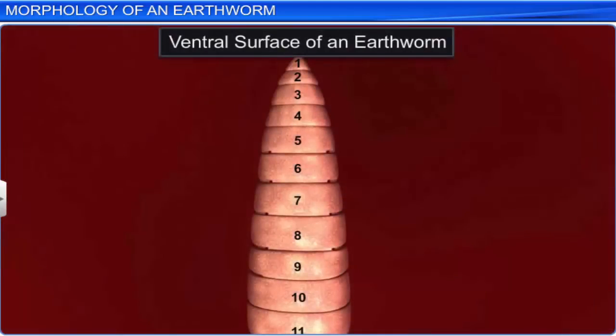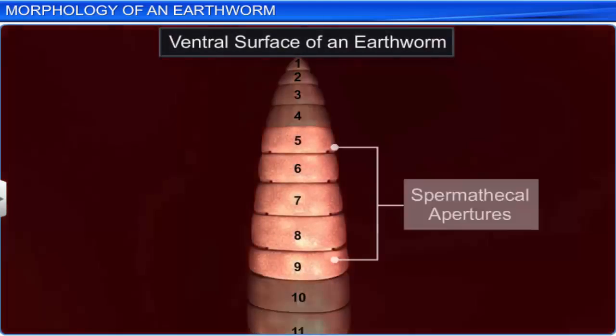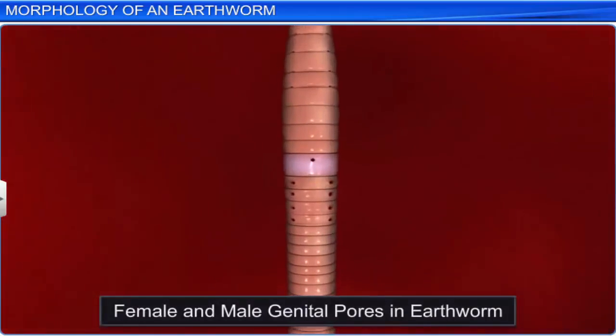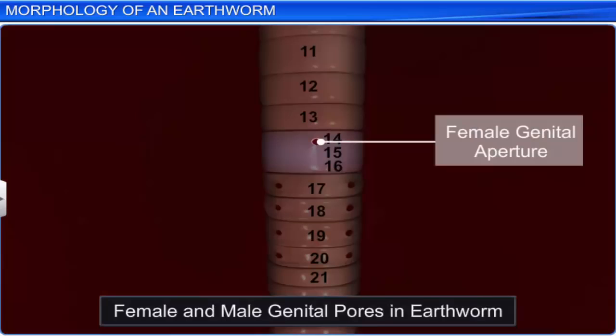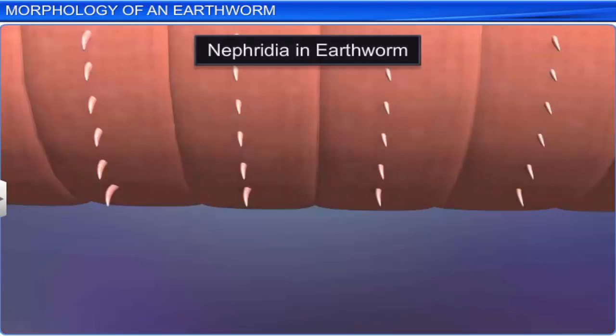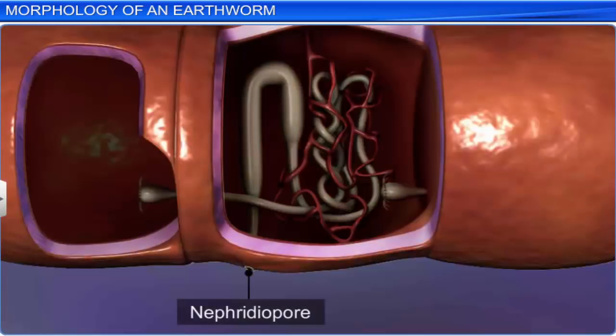The 5th to the 9th segments of the body have 4 pairs of spermathecal apertures in the ventrolateral sides of the intersegmental grooves. The 14th segment has a single female genital pore, while the 18th segment bears a pair of male genital pores. Moreover, each segment of an earthworm has minute pores called nephridiopores. These pores are connected to nephridia, which serve as excretory organs.